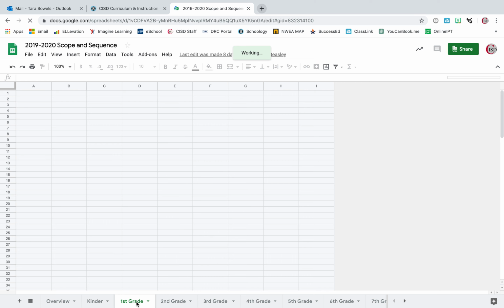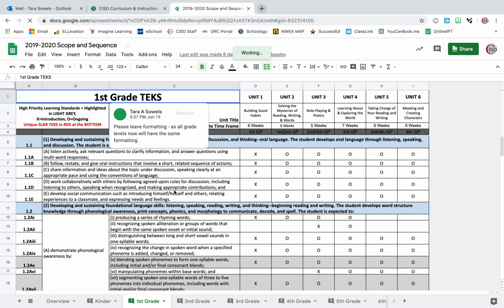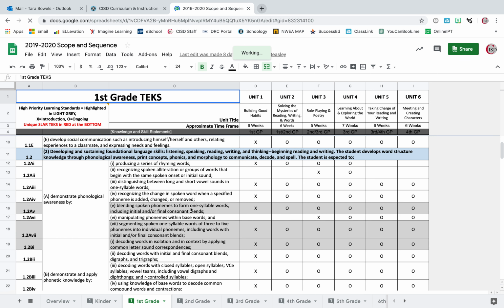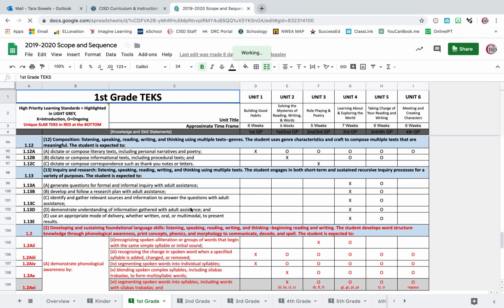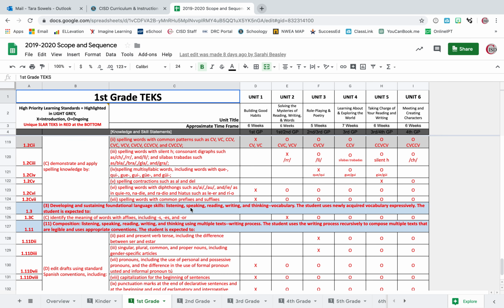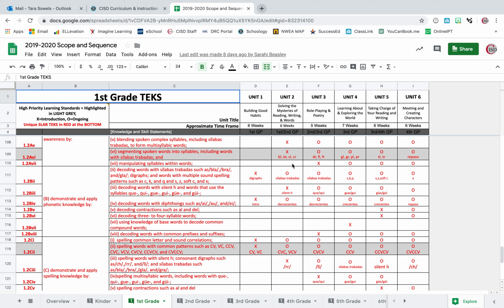And then again, going along with the color coding, we have the TEKs that are unique to SLAR in red at the bottom. If you scroll all the way down, you'll see these are the TEKs that are unique to Spanish language arts. And when you look into some of the units, for example here, the segmenting spoken words into syllables, including words with sílabas trabadas, right?